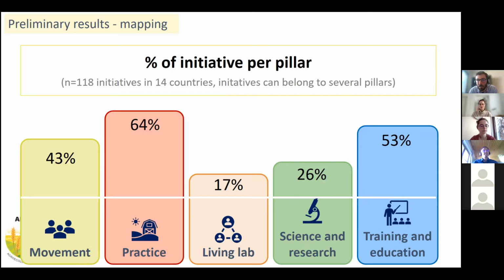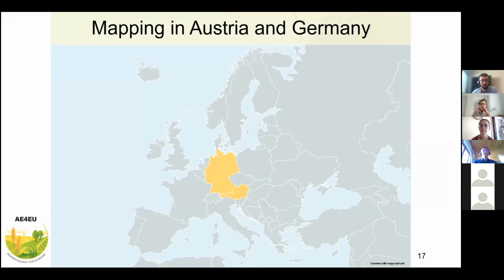And now I'm happy to give the floor to Anna Brümmer, who has worked with us mainly during her master thesis, and who has led the mapping for Germany and Austria. Thank you, Baptiste. So I'm Anna, and I'm going to present the results of the mapping in Austria and Germany that I did, as Baptiste said, during my master thesis.